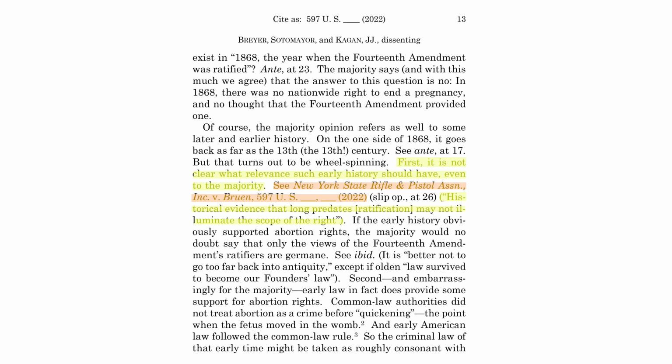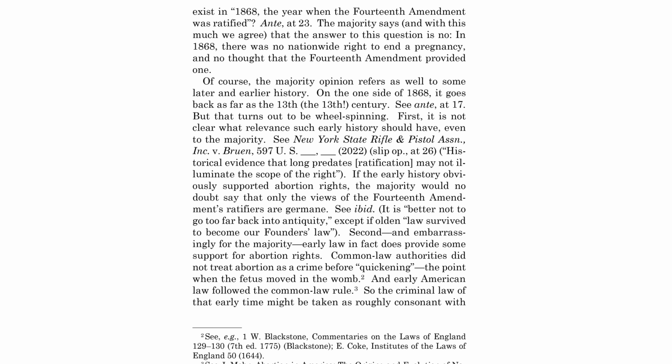And the last bit is a dig at the majority opinion in Bruin, where the same justices who overruled Roe and Casey concluded that when it came to guns, it didn't actually matter if the people were allowed to carry concealed firearms prior to ratification of the Second Amendment. And the dissent accuses the majority of picking and choosing the history that supports the outcome they want. Quote, if early history obviously supported abortion rights, the majority would no doubt say that only the views of the 14th Amendment's ratifiers were germane.